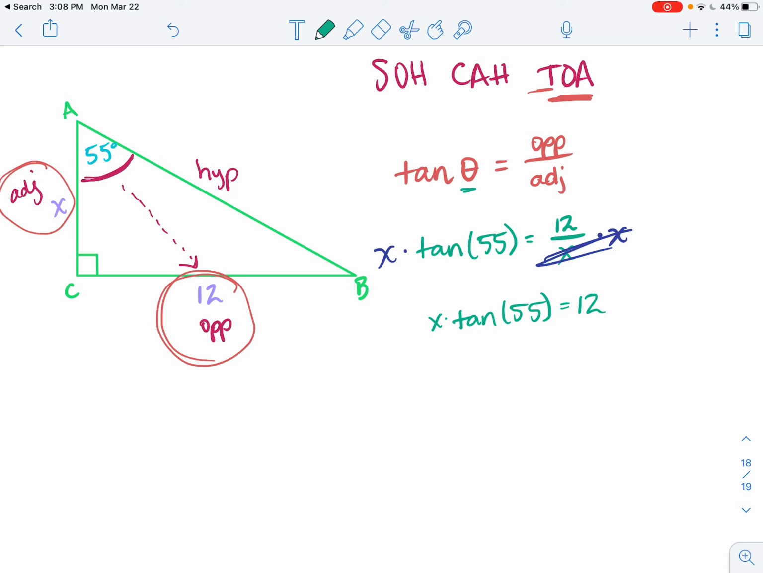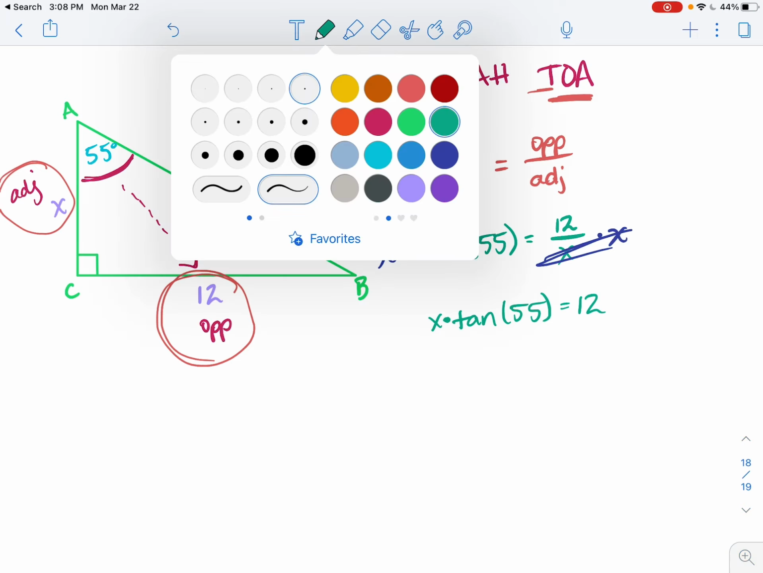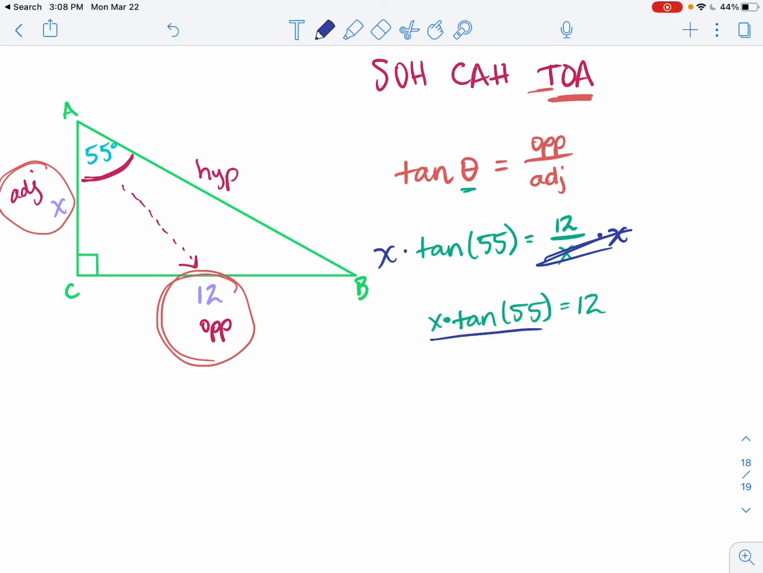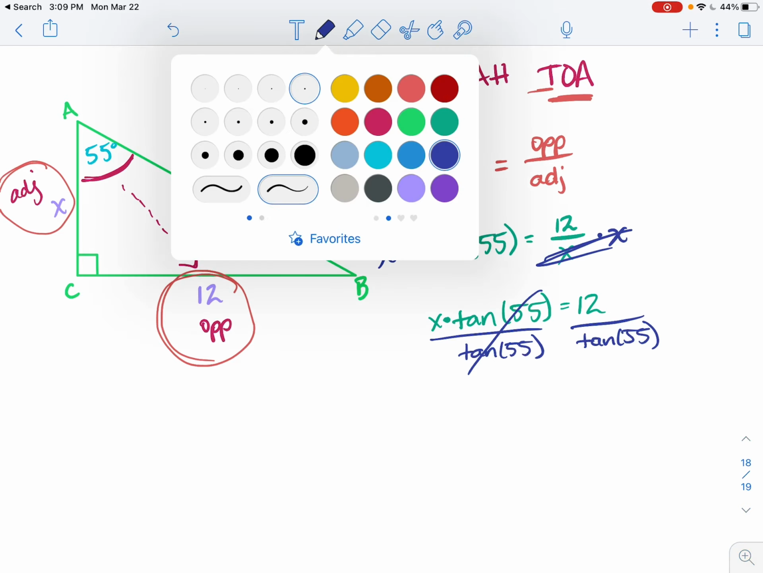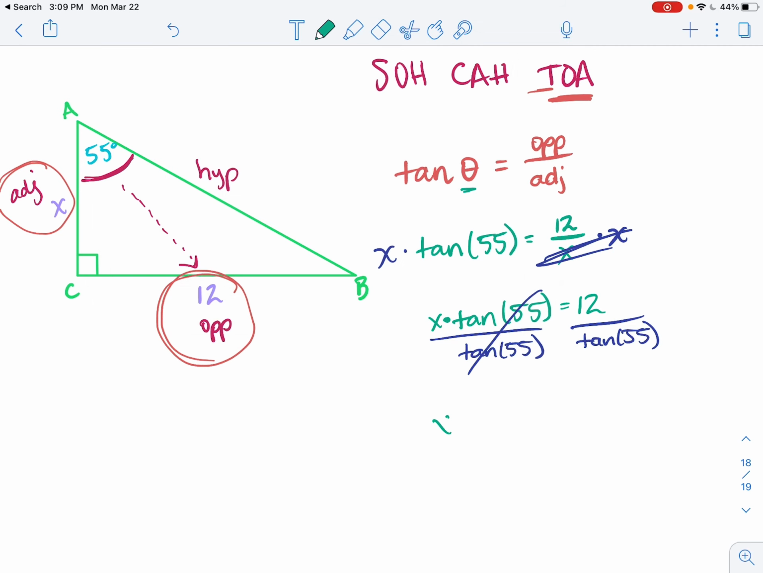I'm still trying to isolate x. Right now, x is being multiplied by tangent of 55. So I need to divide by tangent of 55 on both sides. On the left side, these tangent of 55s cancel out. And 12 divided by tangent of 55 is what I'll need to type into my calculator.